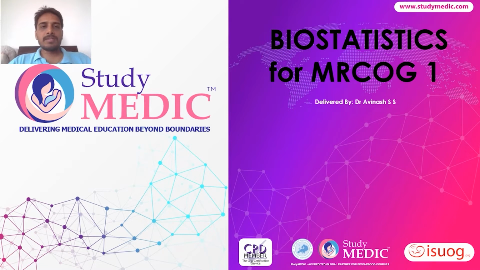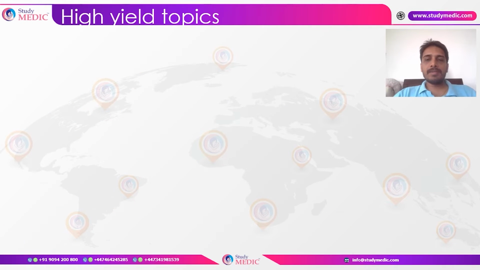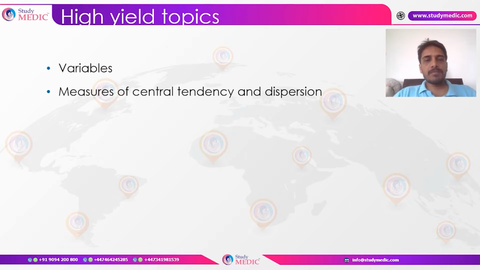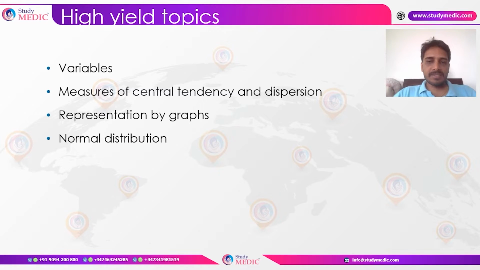Today, we will be discussing some of the high-yield topics as a revision series for the biostatistics part of the MRCOG Part 1 examinations. The following are the high-yield topics. One is variables. The next high-yield topics would be measures of central tendency and dispersion, representation of the data using graphs and identification of these graphs, normal distribution and its characteristics, and confidence interval. Many other high-yield topics we shall cover later.